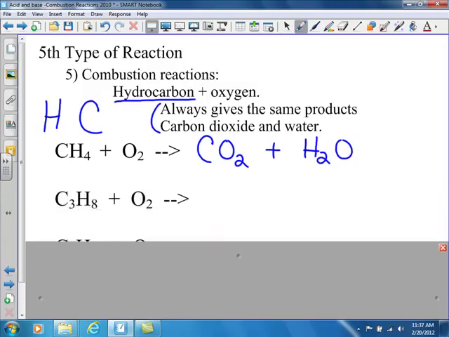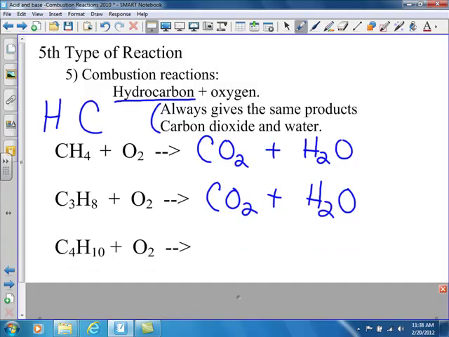Okay, another example. Propane. Well, where do you have propane at? Propane is what is used in all gas grills. So if you have a gas grill, what you're doing is you're burning propane. So I have propane plus O2. That's going to give me carbon dioxide and water. Those are my products.